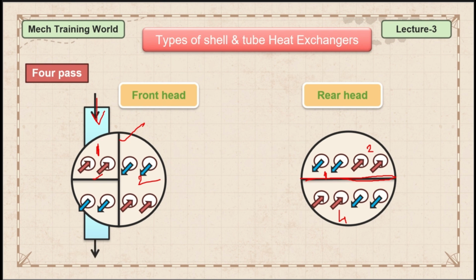Okay, why are we using one pass, two pass, four pass, and six pass, guys? Because it increases the heat transfer rate. According to the application, we will use one pass, two pass, or four pass, guys. So I hope you understand this concept.